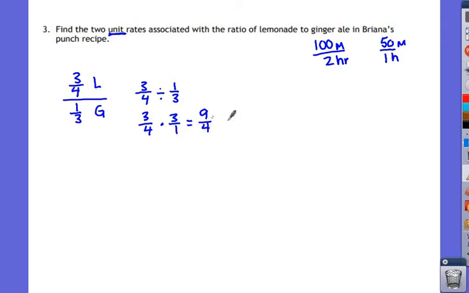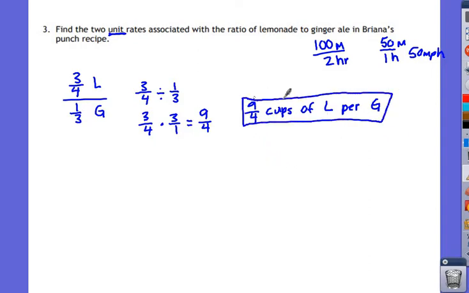So now I'm able to write a unit rate just like I did here. I had 50 over 1, and that turned into 50 miles per hour. Now I have 9 lemonade to 4 ginger ales. That's my unit rate. I'm going to leave it 9/4 cups of lemonade, L, per ginger ale, G. Remember, I'm lazy. That is 1 unit rate.